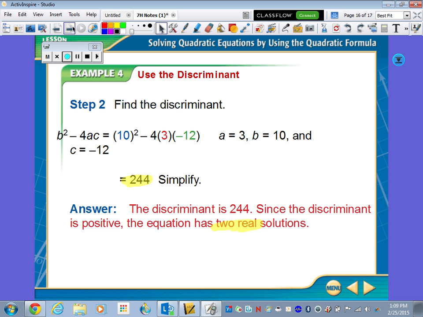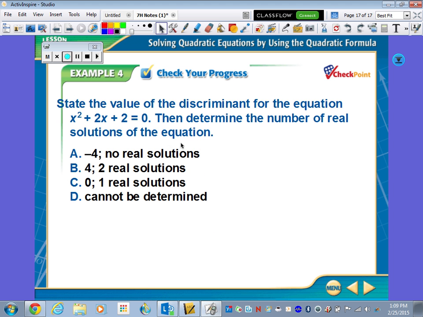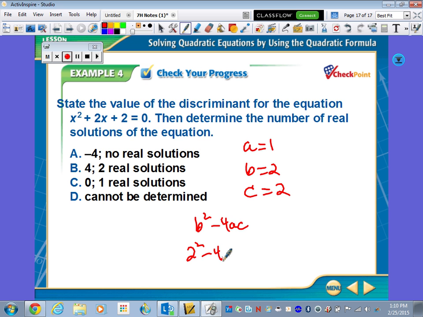All right. Let's do another one. Same type of thing. This one is actually your last slide. A is 1, B is 2, and C is 2. So we're just doing b squared minus 4ac. We have 2 squared minus 4 times 1 times 2, so you're going to have 4 minus 8. Your answer is negative 4. Now it's negative, meaning there are no real solutions. If it were positive, there are 2, and if it's 0, there's 1. Cannot be determined? Yeah, you can determine that.